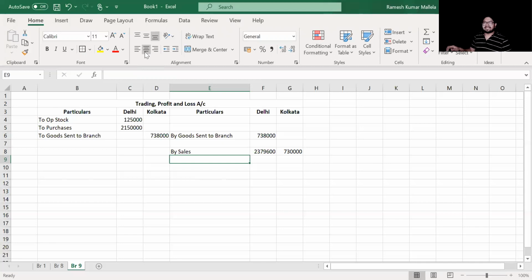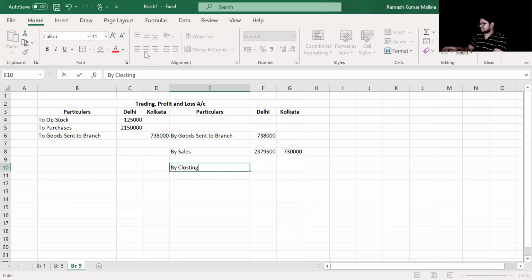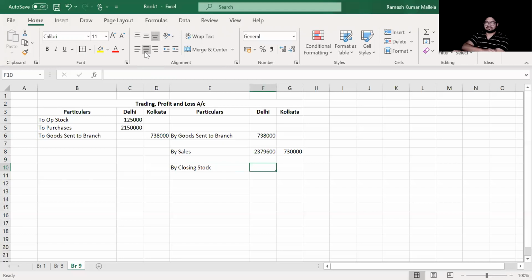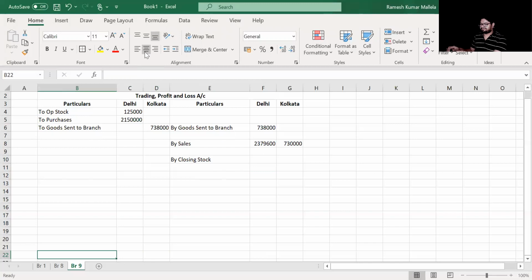Now, after these items, you are supposed to calculate what is the closing stock left with head office and branch. Okay. So by closing stock, we are supposed to calculate. So let us prepare working notes for each of these places, for Delhi and Kolkata independently, and then arrive at what is the gross profit made by either Delhi or Kolkata. Okay. So keep this like this and come down.